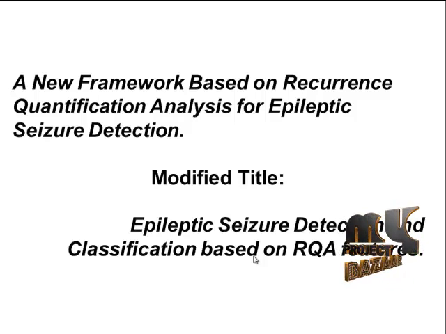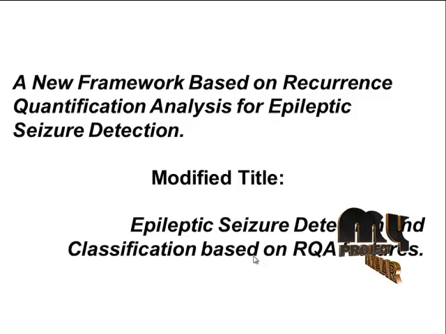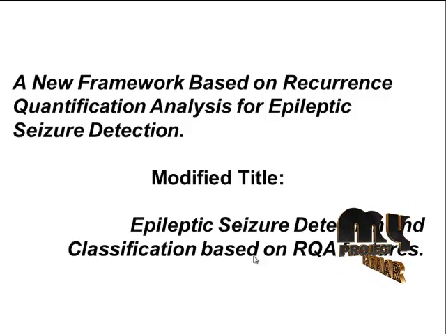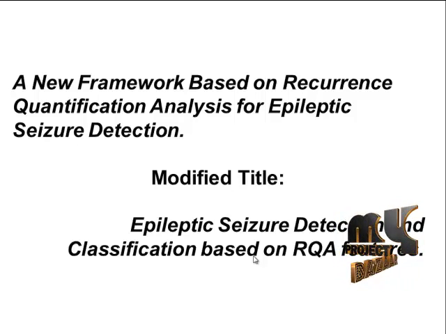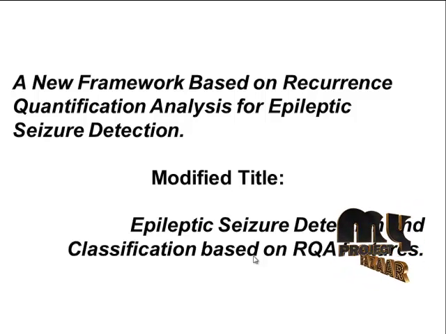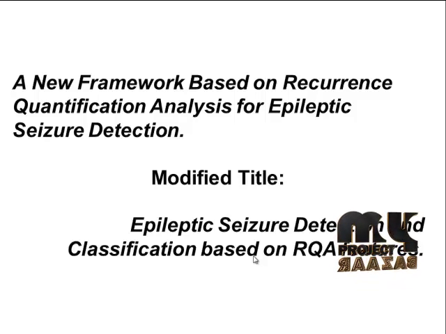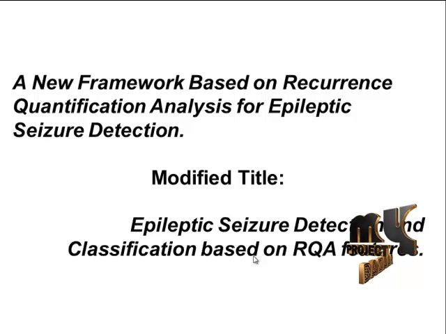RQA is adopted since it does not require assumptions about stationarity, length of signal, or noise. The decomposition of the original EEG into 5 constituent subbands helps better identification of the dynamic system of EEG signals. This leads to better classification of the database into 3 groups.